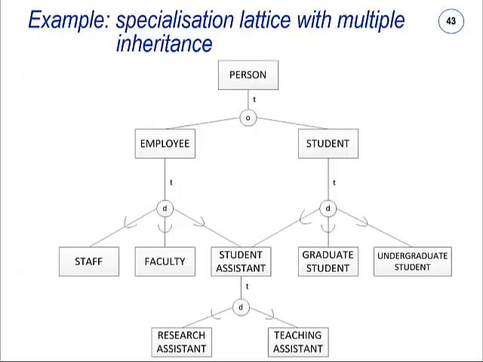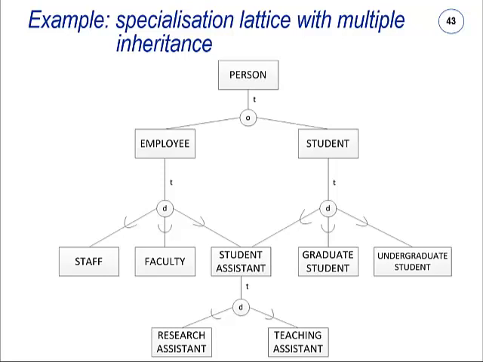Here you can see a specialization of person into employee and student. We again do the is-a test. An employee is a person, a student is a person. This specialization is total and overlapping. In other words, it means that a person can simultaneously be an employee and a student. Employee is then further specialized into staff, faculty, student assistant. Student is further specialized into student assistant, graduate student, and undergraduate student.